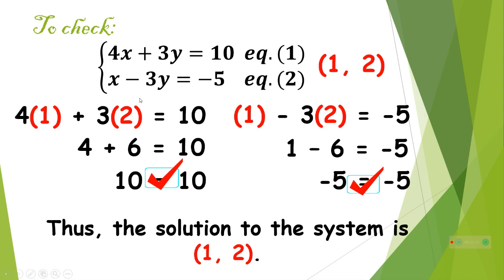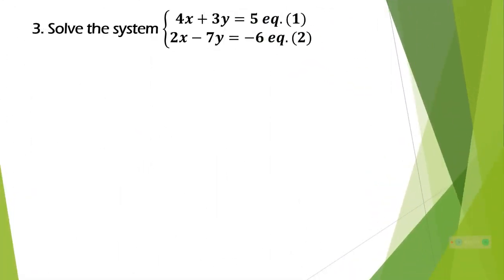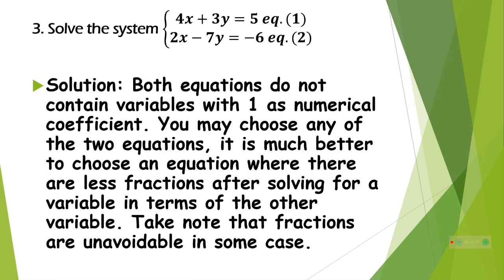Okay? Any question? Okay, so if you don't have, let us have the third example. You are going to solve 4x plus 3y equals 5 and 2x minus 7y equals negative 6. This time, both equations do not contain variables with 1 or negative 1 as numerical coefficient. So you may choose any of the two equations.